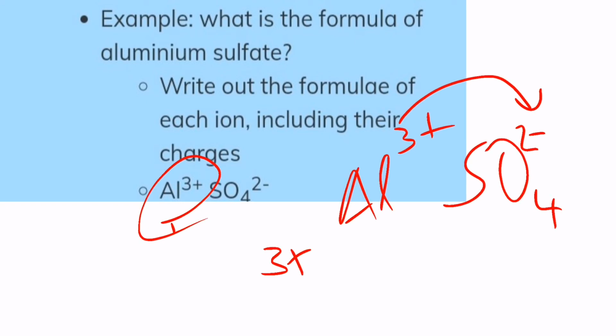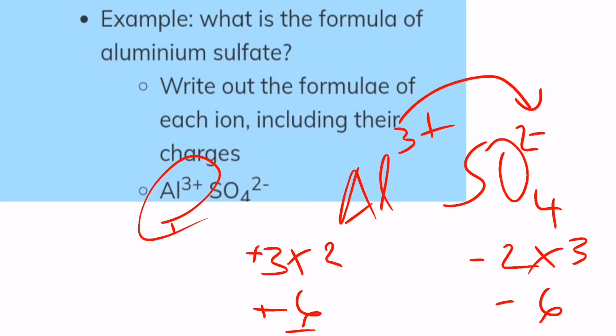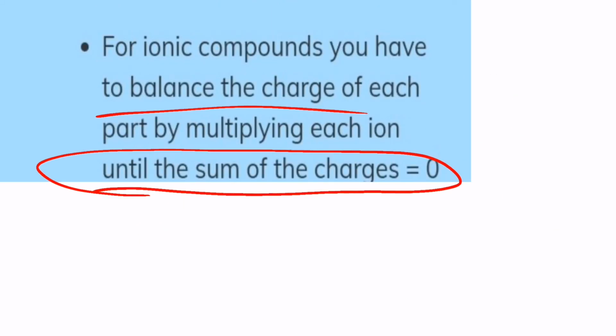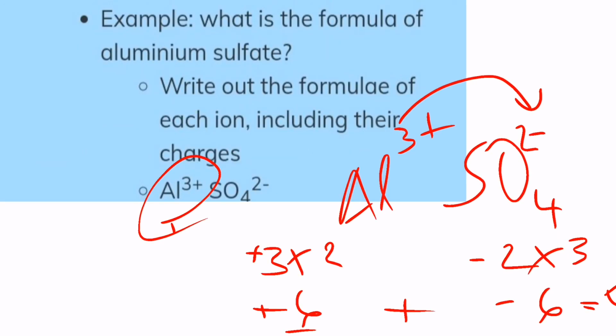We use this 2. 3 times 2, what are we going to get? So this is plus 3. We are going to get plus 6. And then here we have negative 2 times 3. What do we get? We get minus 6. So now if we say plus 6 plus minus 6, we're going to get 0. You remember here we said we multiply until the sum is 0. So now this is how we get 0.